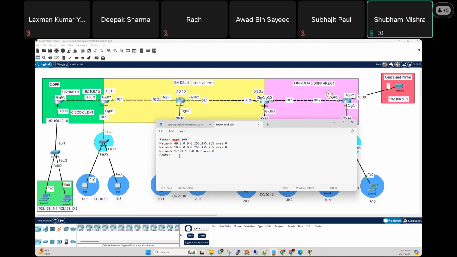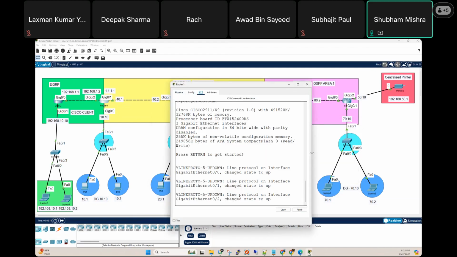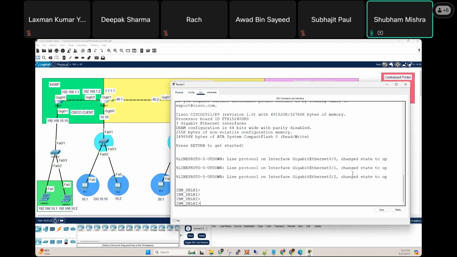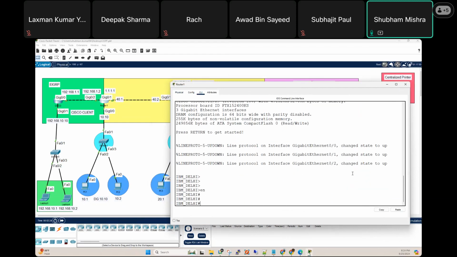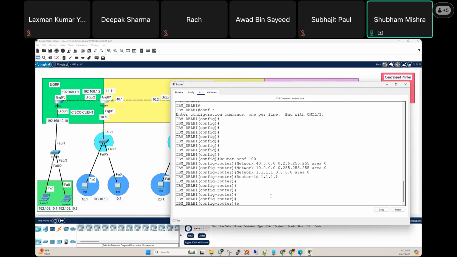Router ID 1.1.1.1. Just copy this to the CLI. This is IBM Delhi. In global configuration mode, I paste all the commands.